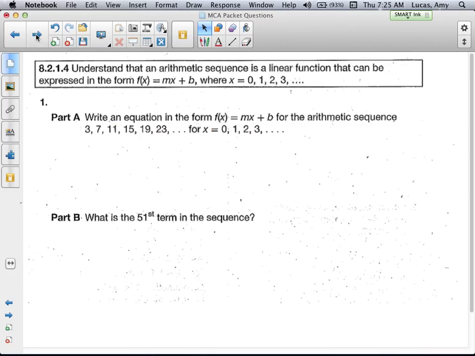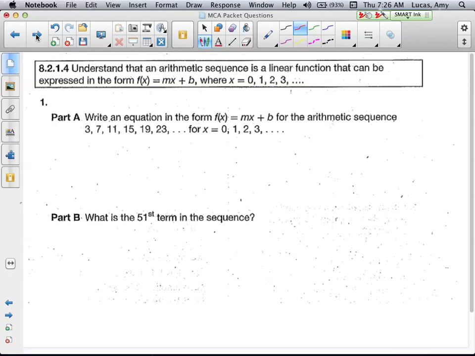The next page that we're on is page 17, 8214. Understand that an arithmetic sequence is a linear function that can be expressed in the form f of x equals mx plus b, where x equals 0, 1, 2, 3, and so on. Part number 1, part A. Write an equation in the form f of x equals mx plus b for the arithmetic sequence 3, 7, 11, 15, 19, 23, and so on, for x equals 0, 1, 2, 3, and so on.